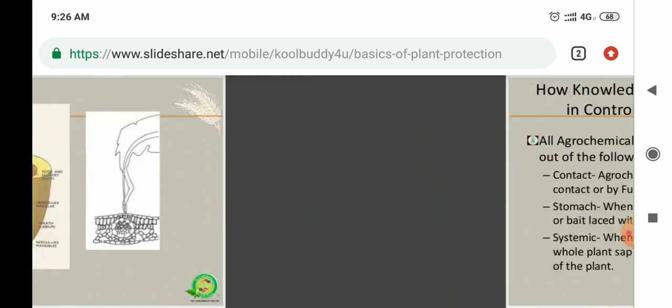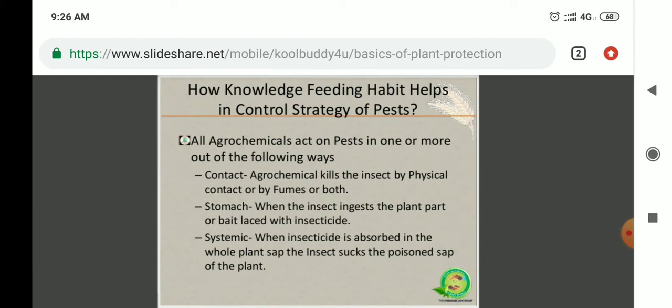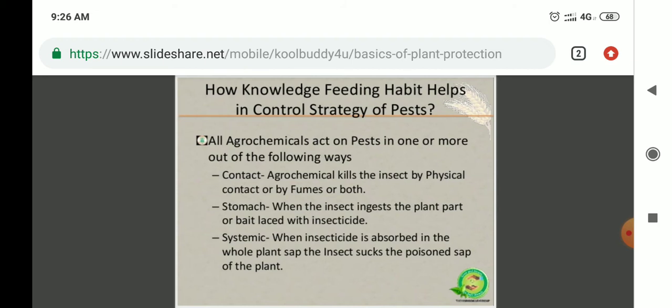That is the example. Next is how the knowledge of the feeding habit helps in the control strategy of a pest. All agrochemicals act on a pest in one or more of the following ways. First one is contact. The agrochemical kills the insect by physical contact or by fumes or both. Second one is the stomach, when the insect ingests the plant part or bait laced with insecticide. And last one is the systemic. When the insecticide is absorbed in the whole plant sap, the insect sucks the poisoned sap of the plant.